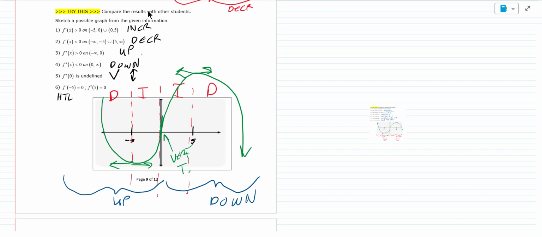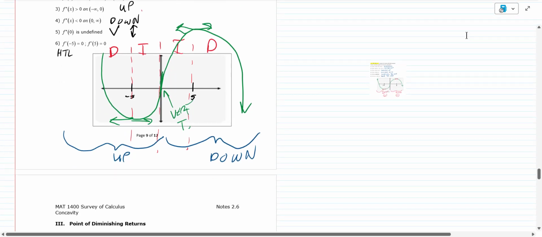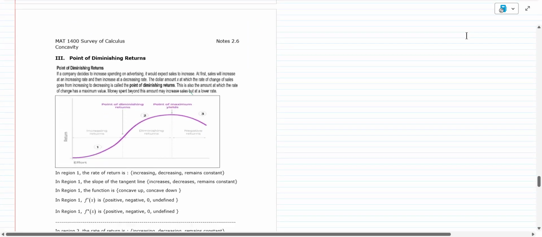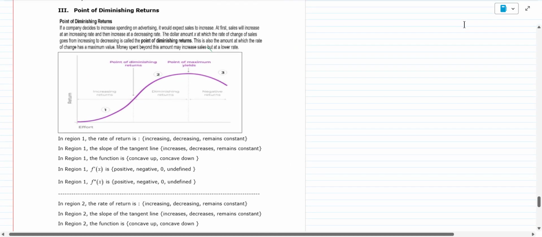Then you have to reason out that's the inflection point, and that's got to be a vertical tangent. So that's what I do, I just start with increase, decrease, and then see if the concavity fits in there. Okay, that's the idea. All right, let's go to just doing an example of point of diminishing return. So I'll just do that.